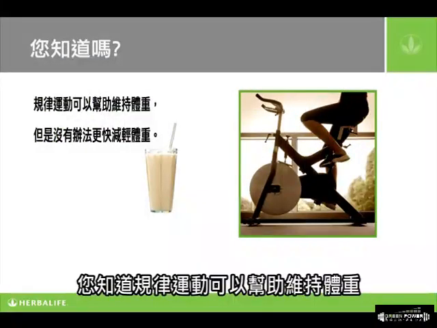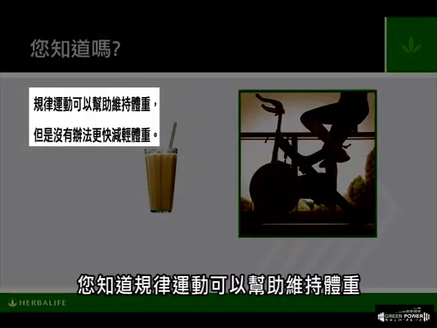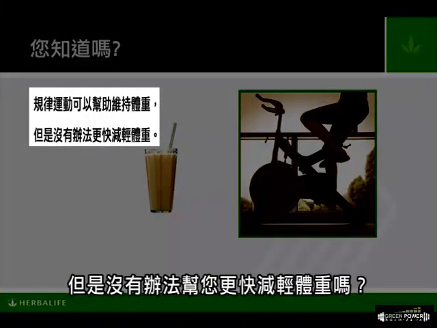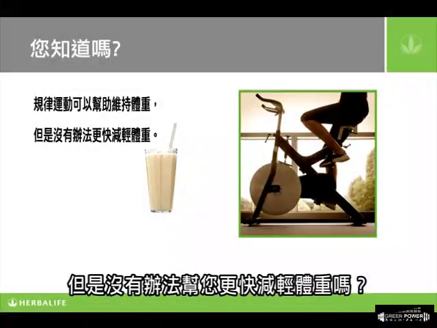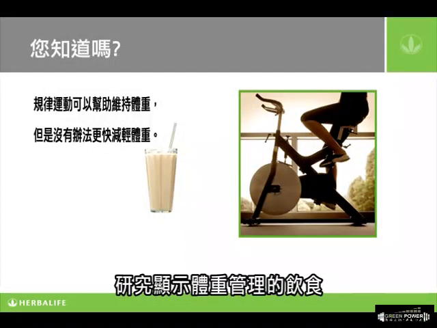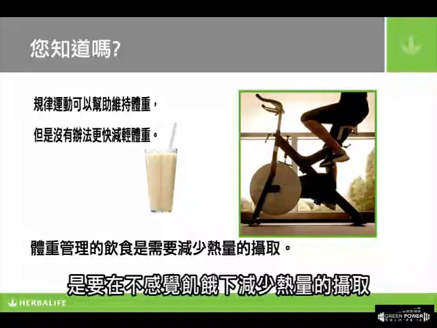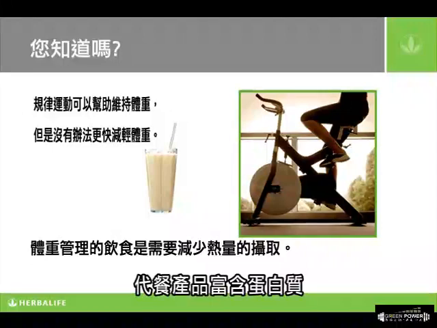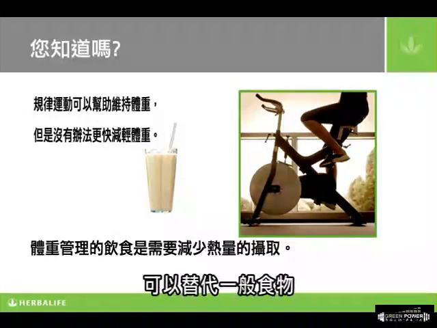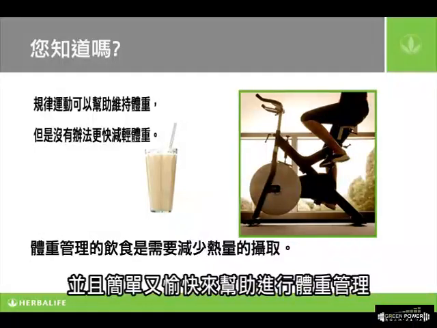Did you know that exercising regularly will help you keep your weight off but will not help you lose weight faster? Studies have shown that the most important part of a weight loss diet is to be able to decrease calories without feeling hungry. Meal replacement shakes that are rich in protein can substitute for usual foods and help you lose weight in a simple, fun way.